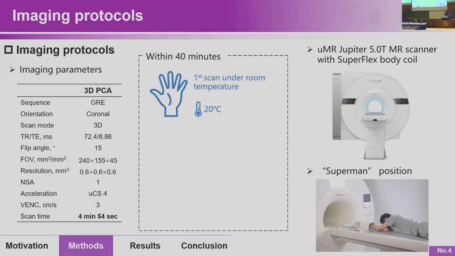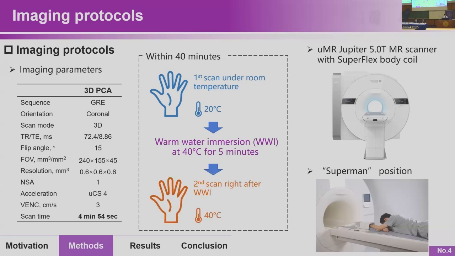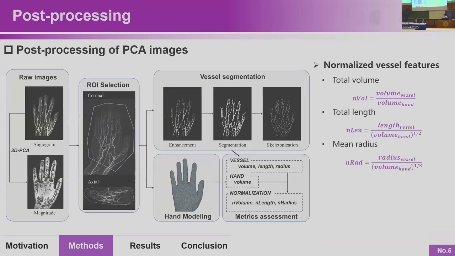To evaluate the temperature-related changes of the hand vasculature, we scanned all participants twice. The first time, we scanned them at room temperature of about 20 degrees Celsius. After that, the same hand took a 5 minute warm water bath at about 40 degrees Celsius, and then we did the second scan.